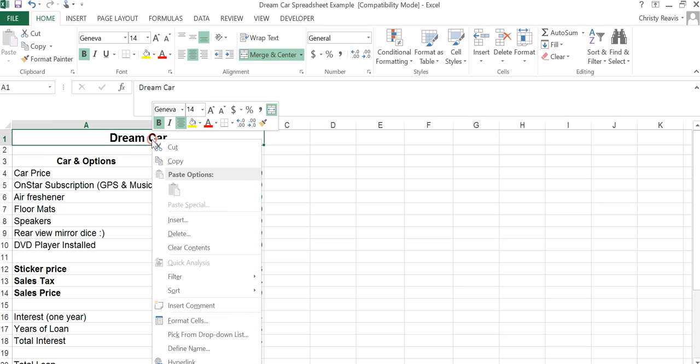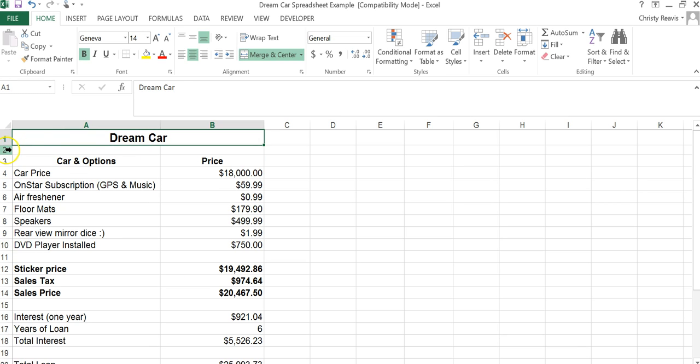So we're going to merge and center our title. I skipped row 2. We've got car and options, which is all the stuff that's in this column, and then price, which is all the stuff in this column. And since they're titles, bold and center, and we're going to go ahead and start putting the information in.